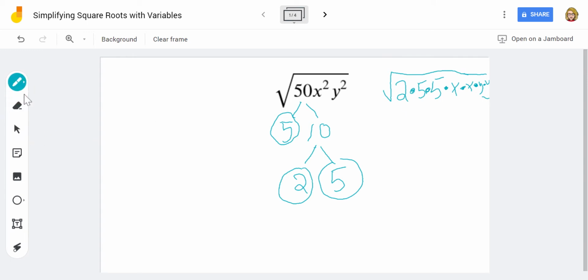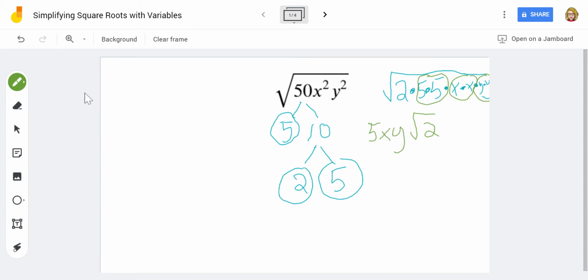Okay, from there, I'm going to circle my pairs. So I have a pair of 5s, a pair of x's, and a pair of y's. So each pair gets to come outside my root. So I have 5xy square root of 2.